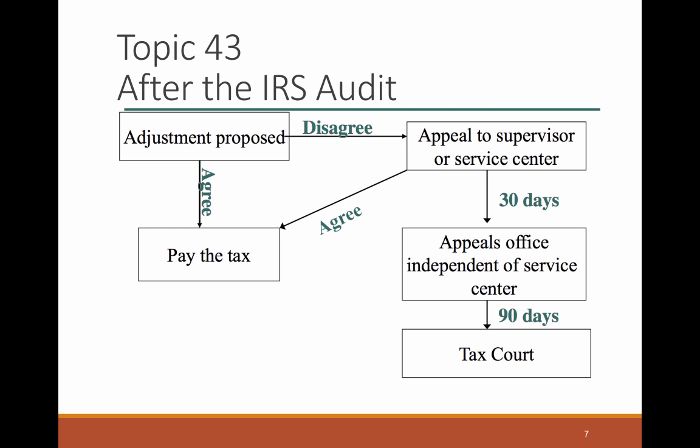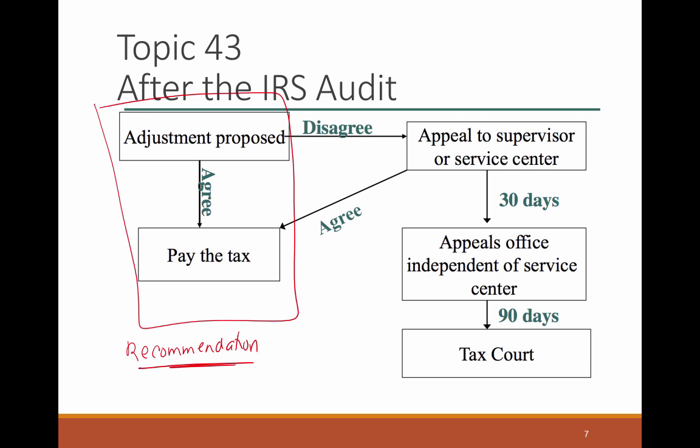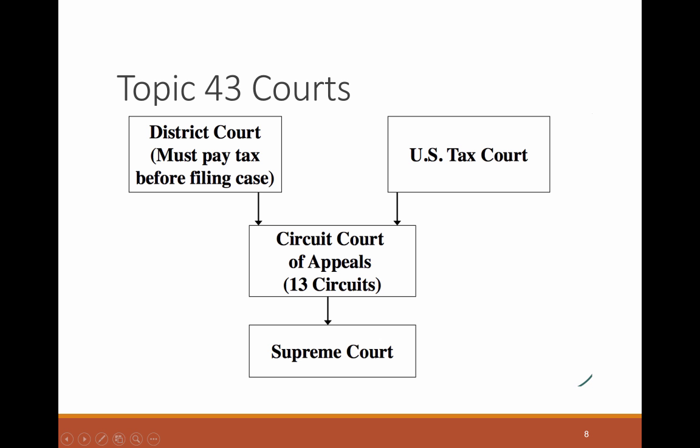So after the audit, you either get a proposed adjustment and you pay the tax. And this right here would be my recommendation if it's something that you can live with and if you know that you might not have all the supporting documentation. But if you disagree, then you can appeal to the supervisor, and then they have 30 days to appeal to an independent service center, and if not, you can go to court on it. But I would say most, at least in my experience, most of us just paid the tax.